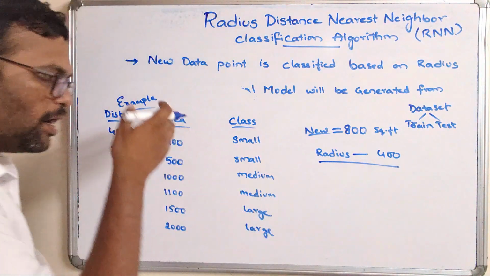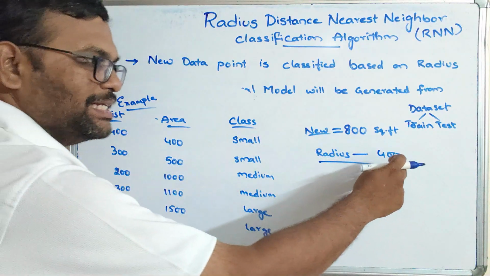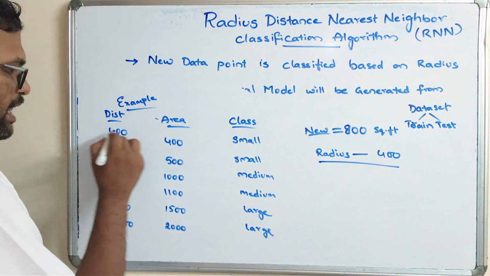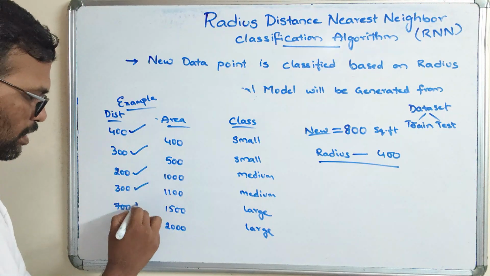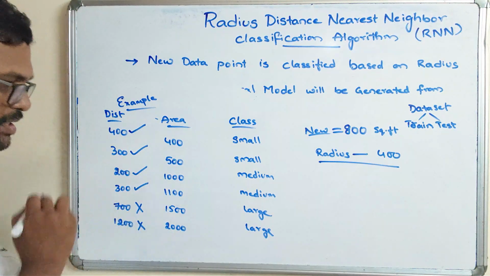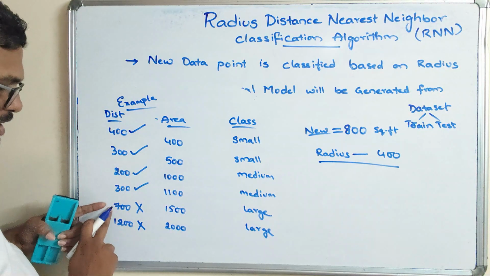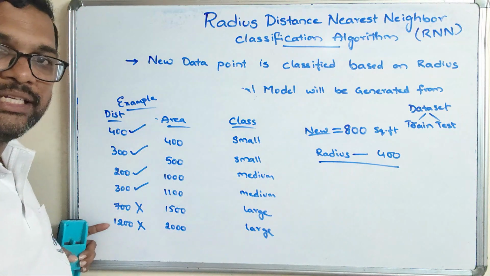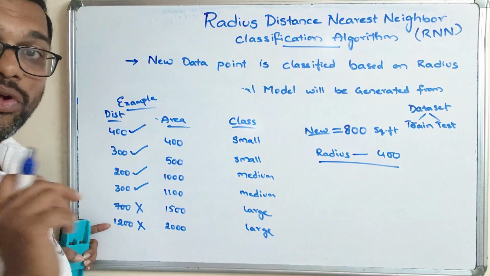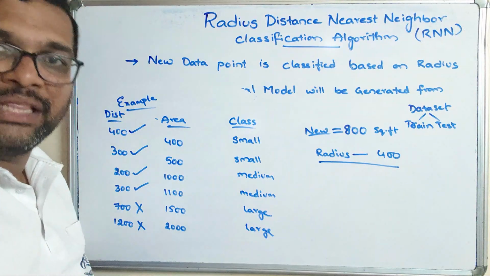So we need to consider all the data points where the distance is within the 400. You can consider this one, this one, this one, this one, and this is not considered, and this is not considered. Because 700 and 1200 are beyond the radius, we should not consider those. We need to consider only the data points which are within that particular radius.